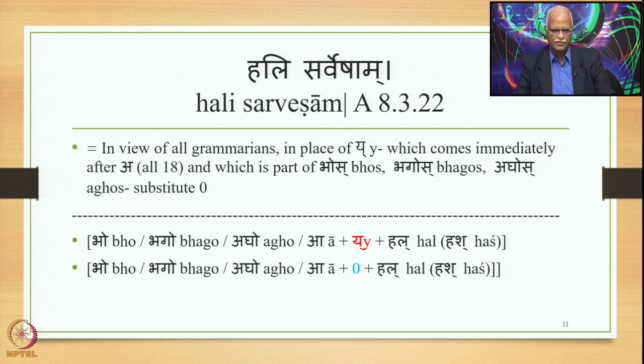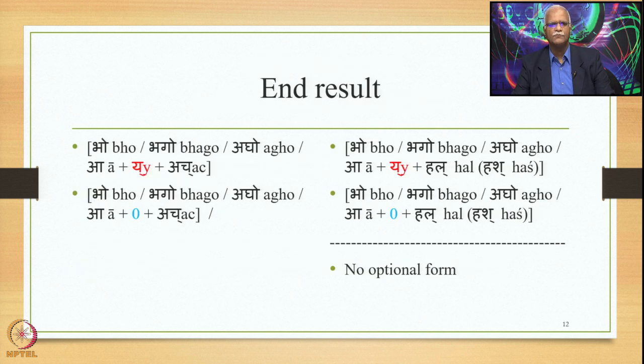So to put it in the form of an equation, we can say that bho, bhago, agho, a plus ya plus hal, eventually this means hush, and then the output generated is bho, bhago, agho, a plus zero plus hal, eventually hush. So this is how the two sutras, Lopashakalyasya and Hali Sarvesham, will apply. And the end result would be something like this. On the left hand side, we see ach as the right hand side environment, which is of course part of ash. And on the right hand side, we see hush as the right hand side environment, which is also the remaining part of ash, in the environment of which ru is substituted by ya.